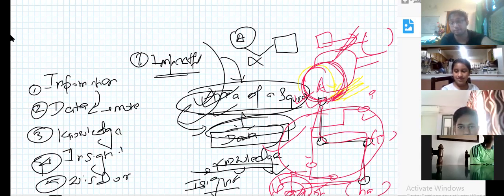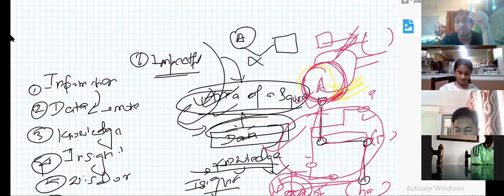Okay, suppose you have a pen. How can you put information, data, knowledge, insight, wisdom, and impactful? Can you create something with these six parameters on this?